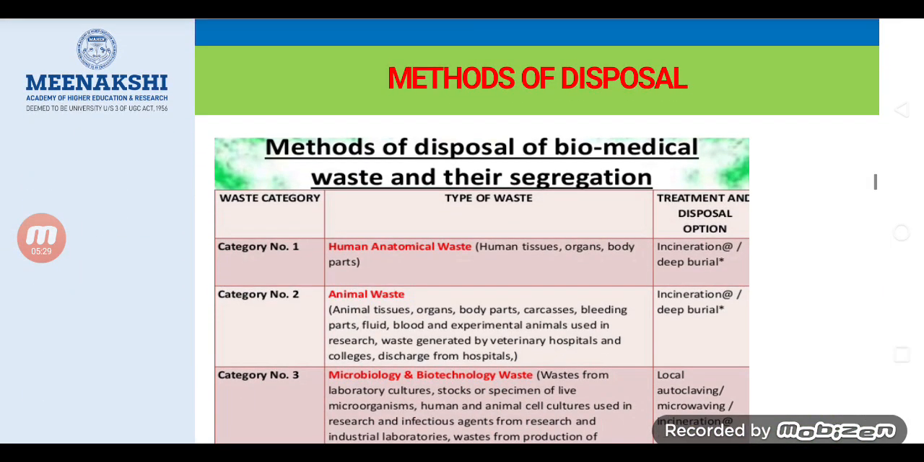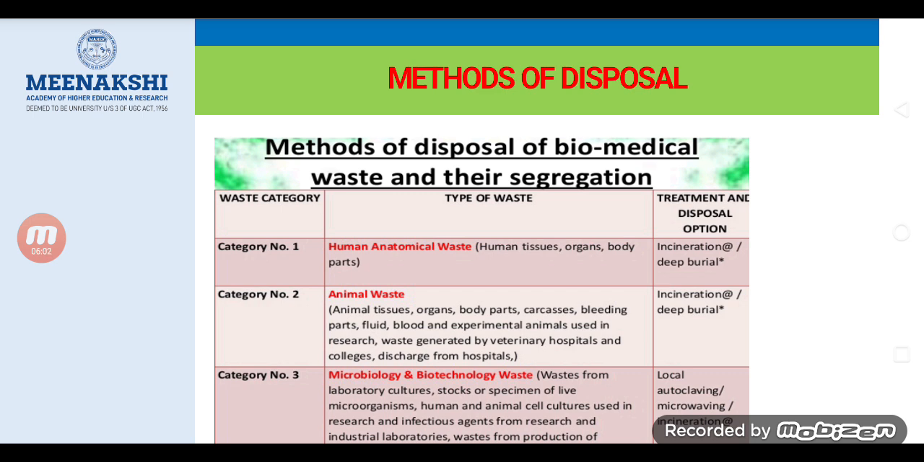Next, we'll see the methods of disposal of biomedical waste and their segregation. It is categorized under 1 to 10 based on the type of waste, and it has the specific disposal option too. We'll see one by one. That is category number one, which is human anatomical waste. That includes human tissues, organs, body parts. It will be disposed by incineration and deep burial.